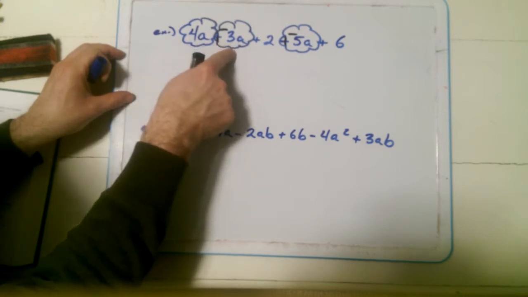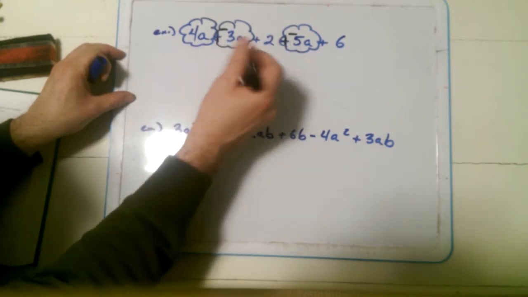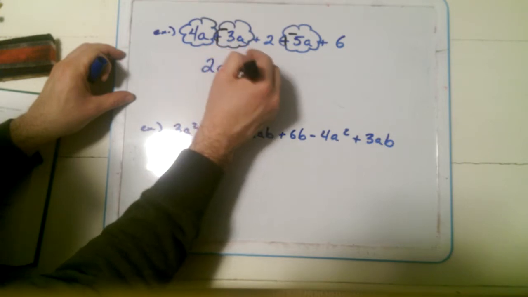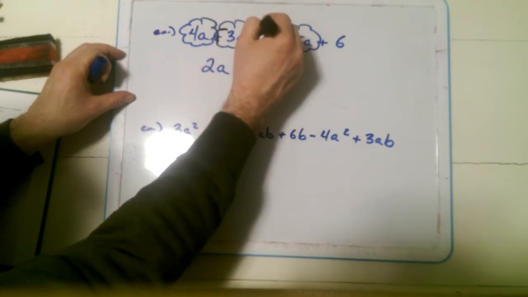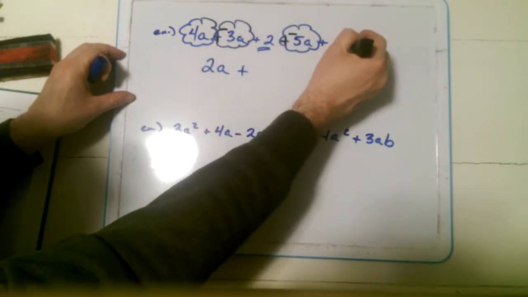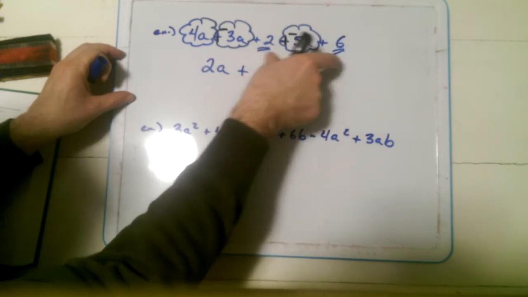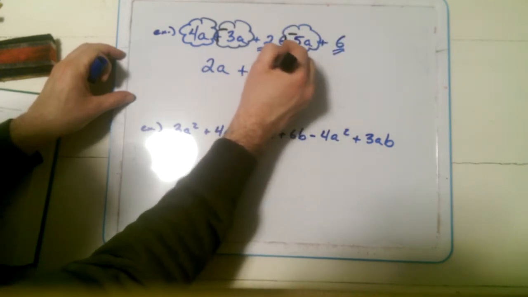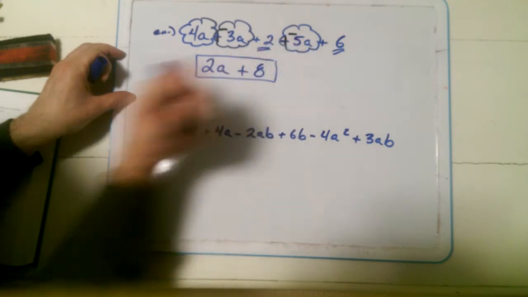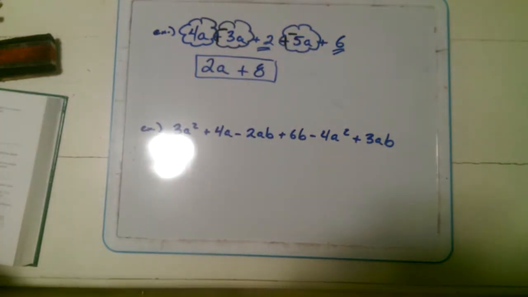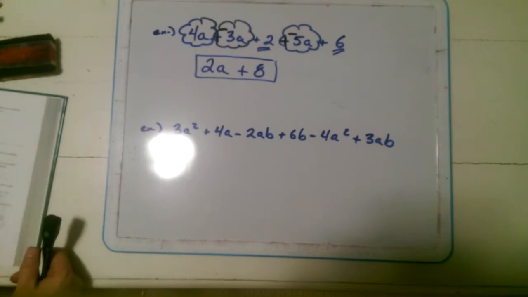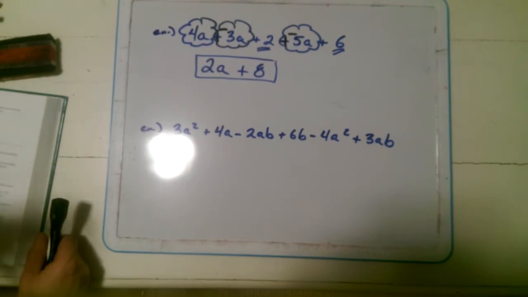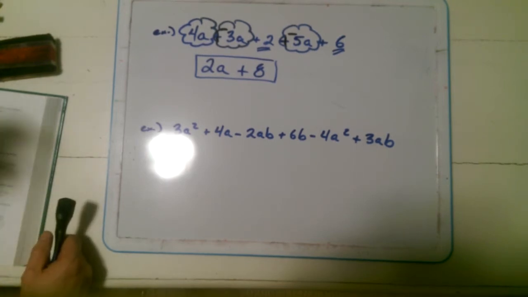4 and 3 gives us 7. 7 and -5 will give us 2 a's. We look for our next group. We have 2, we have 6. So 2 and 6 is going to give us a total of 8. And there is our simplified form of that. So we went from 5 terms all the way down to 2 just by combining our like terms together, looking for ones that have the same variable and the same exponent, or just a number.